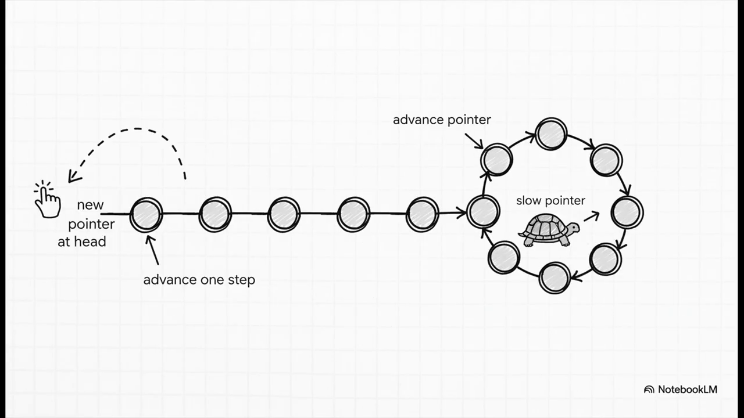And here's the code for that phase 2 magic trick. We make a new pointer, let's call it entry, and stick it right at the head, the very start of the list. That's our reset. Remember, our other pointer, slow, is still waiting at that first meeting spot. Then we just start a simple loop where we move them both forward 1 step at a time. The loop stops the second they meet, and that spot is our cycle entry.